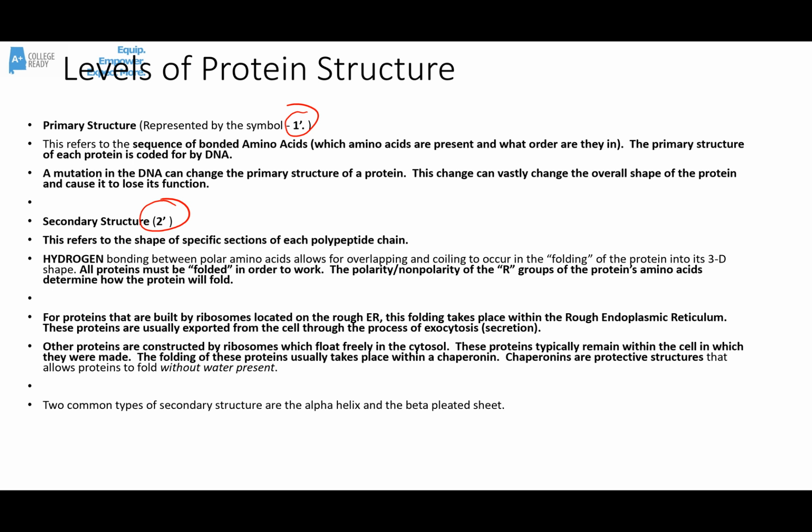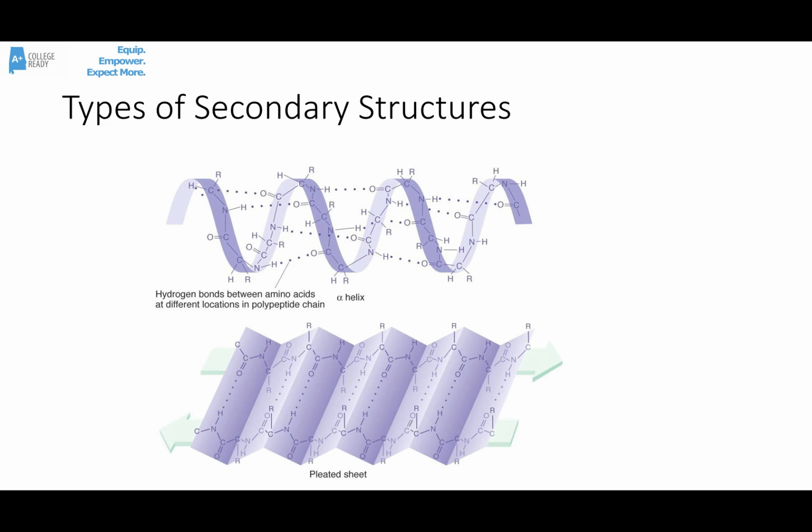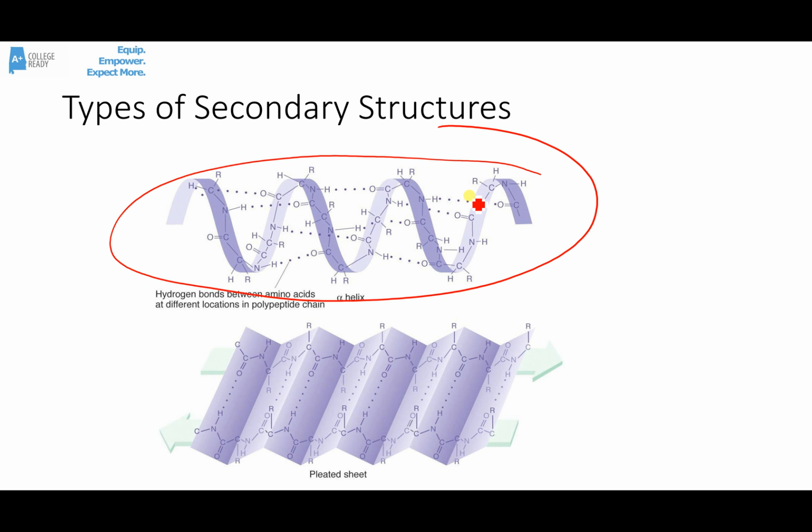There are 2 common types of secondary structures that we talk about. They're the alpha helix and the beta pleated sheet. Here we can see the alpha helix, and you can see all these hydrogen bonds that are forming between nearby amino acids. Here we see a beta pleated sheet, and again, notice all the hydrogen bonds that help to hold that sheet appearance in place.